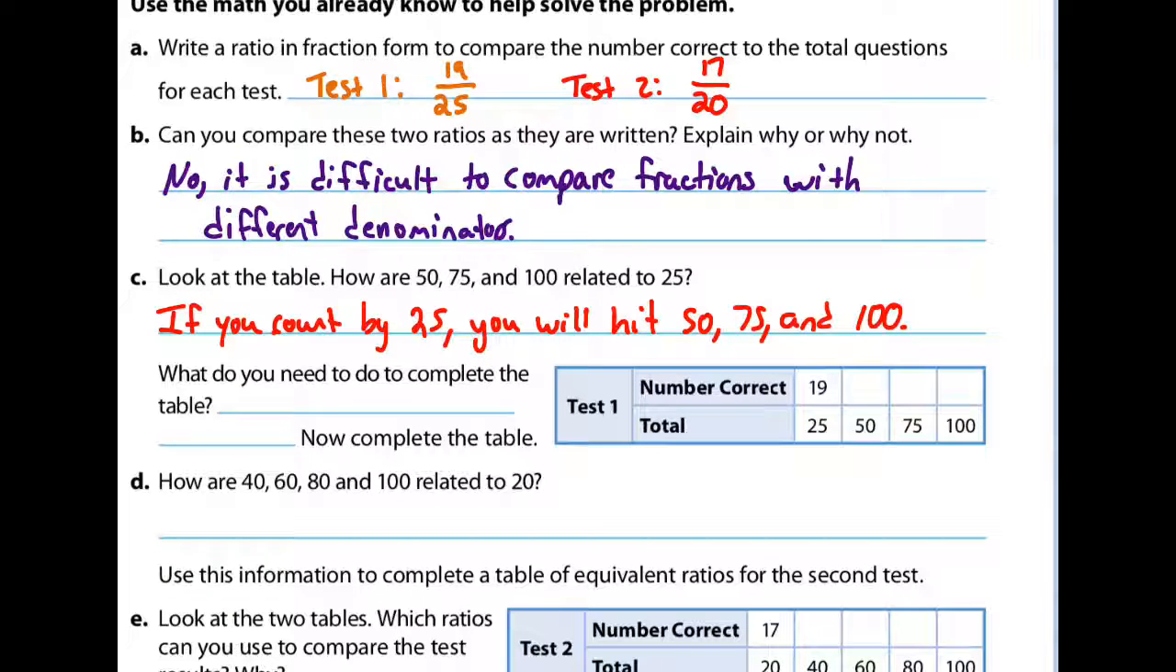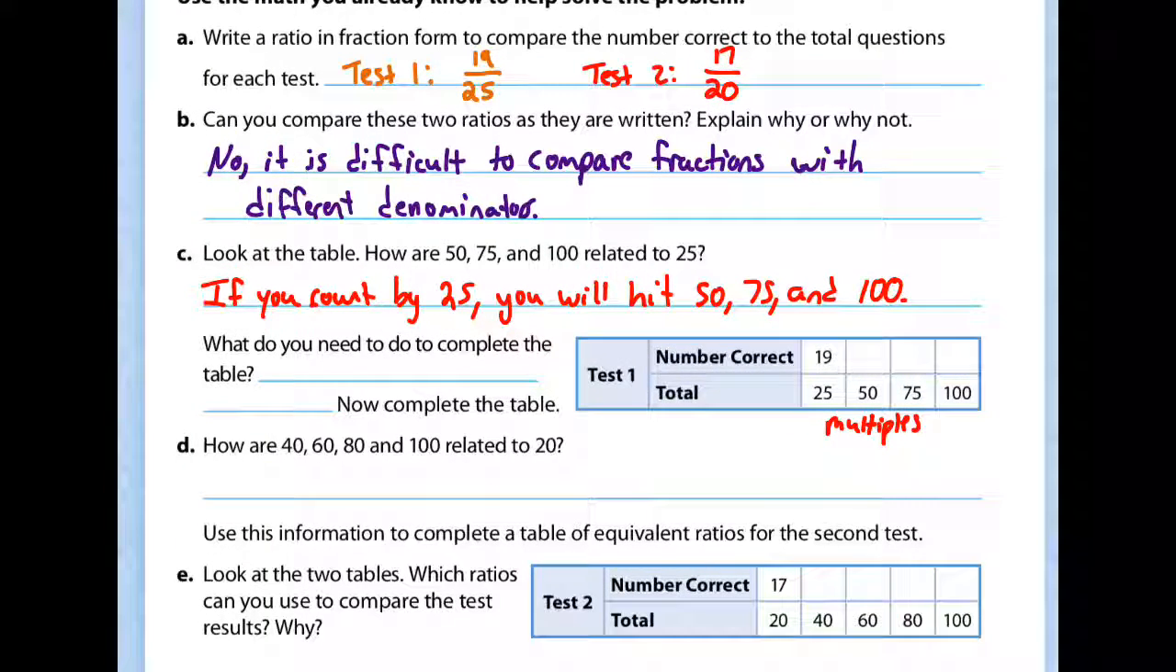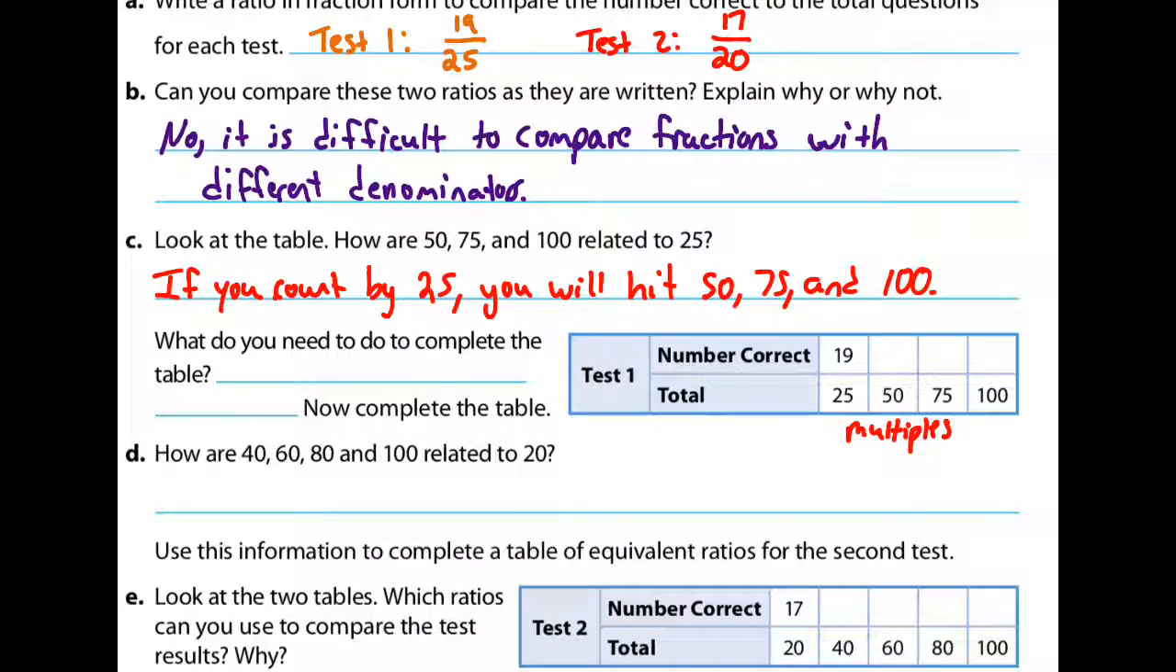So the math word is called multiples. So all of those numbers are multiples of 25. Now the second part of C says, what do you need to do to complete the table? So to complete the table, since the bottom numbers are counting by 25, that means the top numbers need to count by 19s. All right, so I'm going to do that.